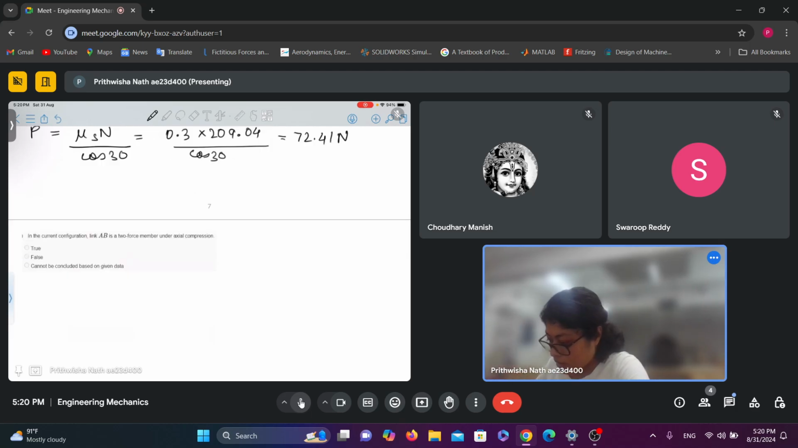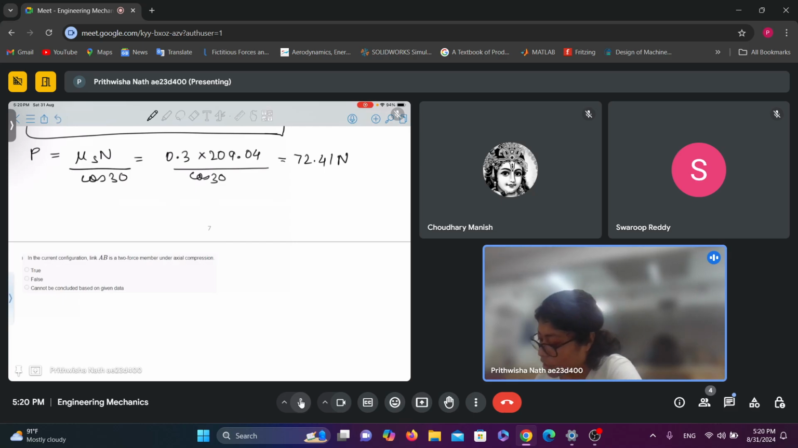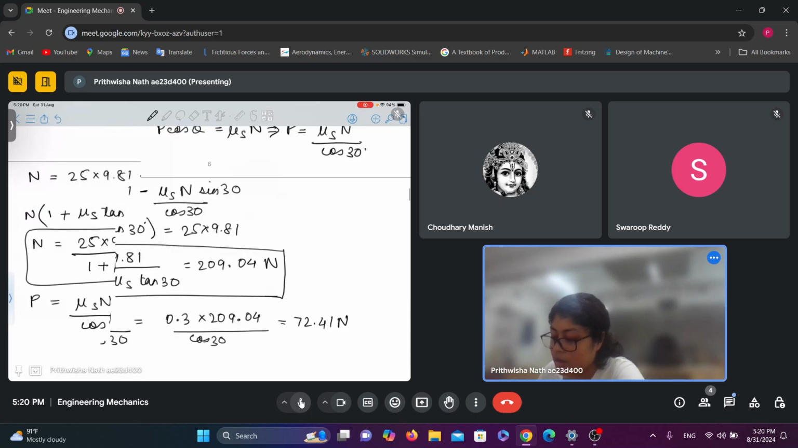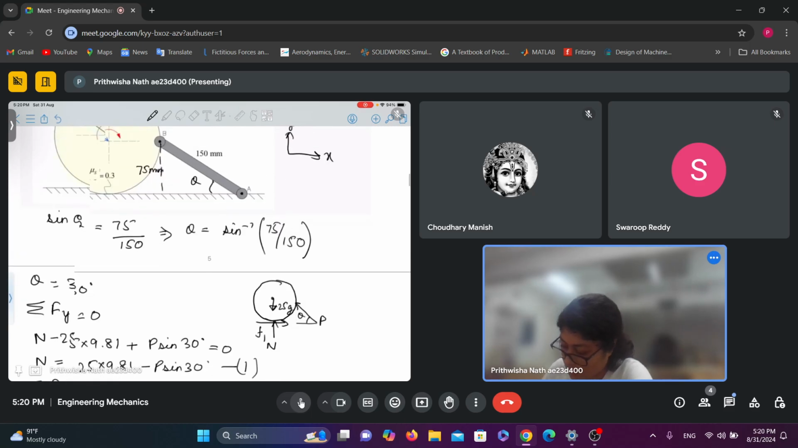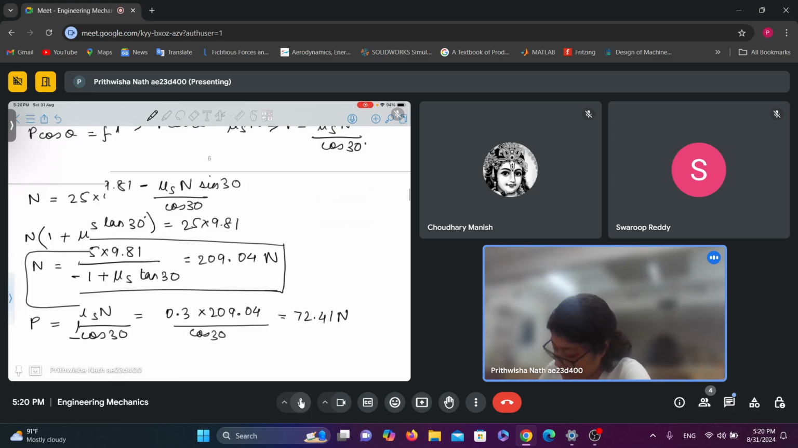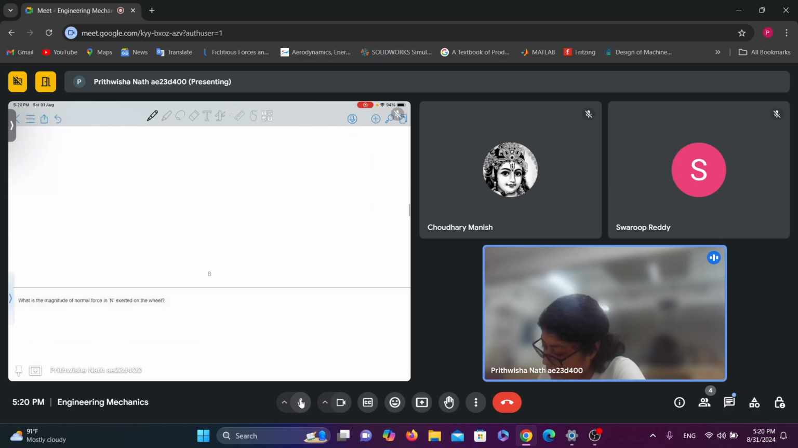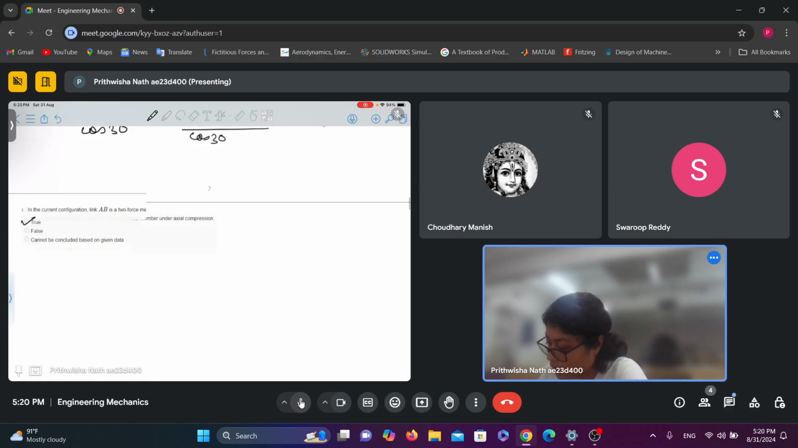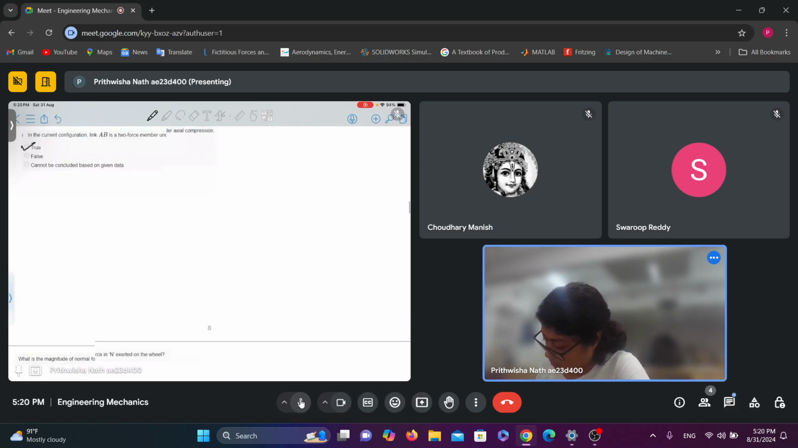Now, we already solved the first question: in the current configuration, the link AB is a two-force member under axial compression. So you can see it's in compression, this member AB. We solved it already, so this is true. What is the magnitude of normal force? We just now found it out. So it's 209.04.